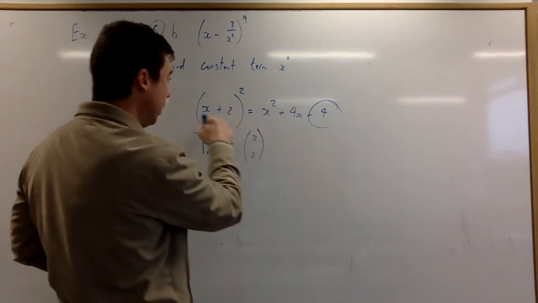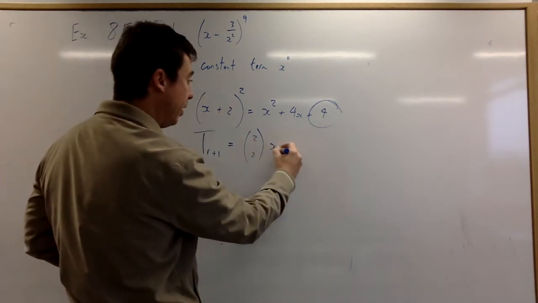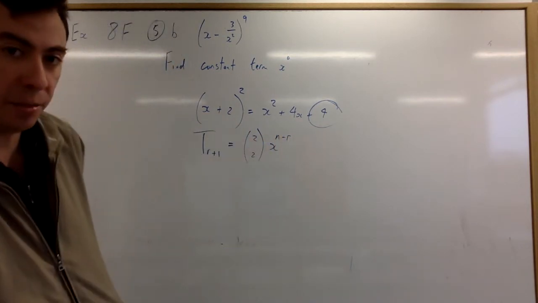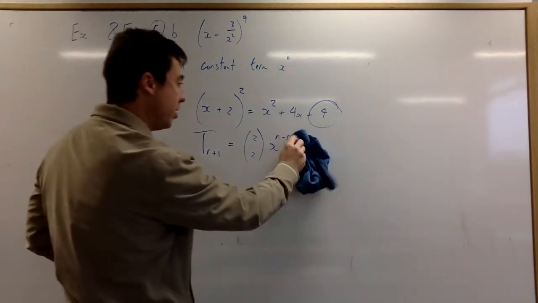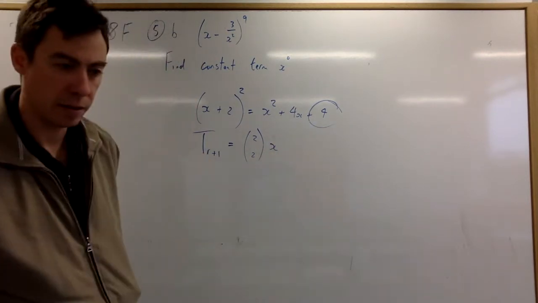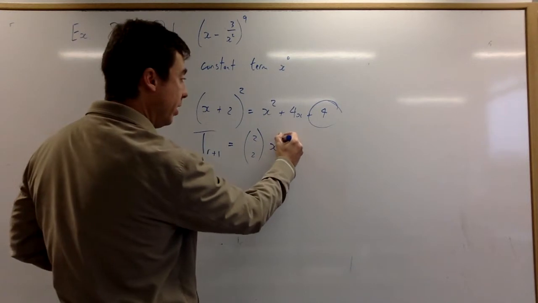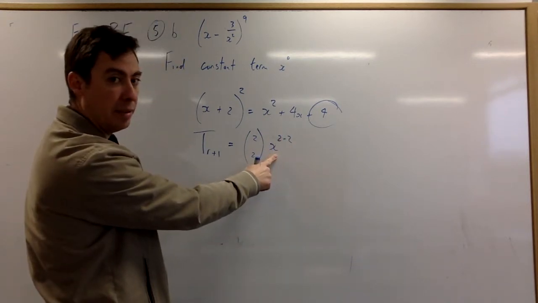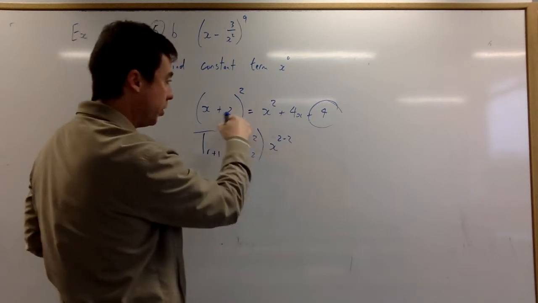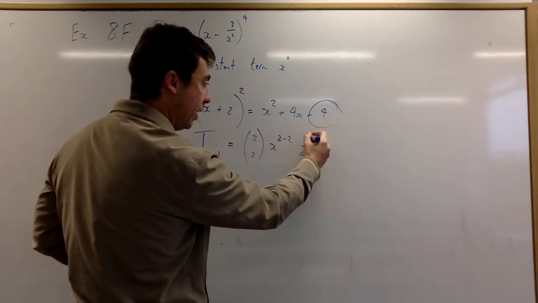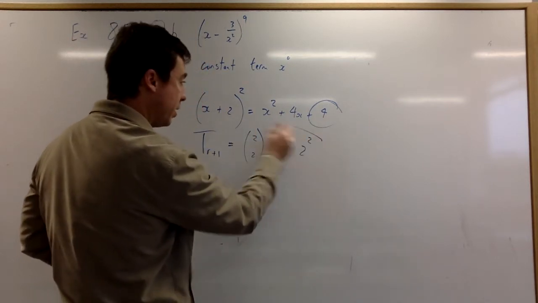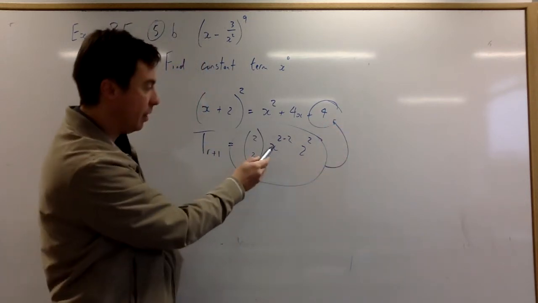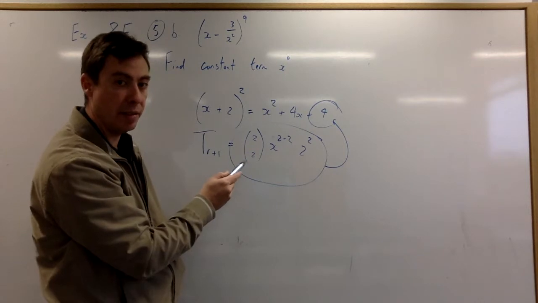Then x to the power of n minus r, that's 2 minus 2, so there's your x to the 0 in the formula. And then of course you've got the 2 to the power of r. So this is giving us that 4, and I have an x to the power of 0.